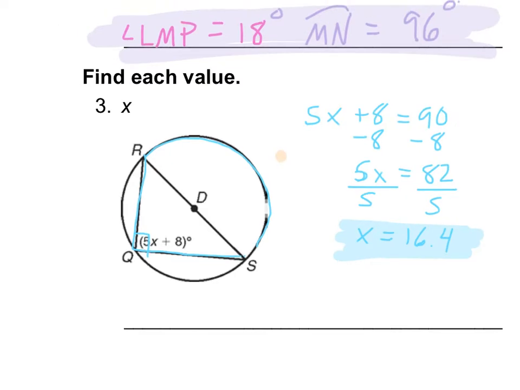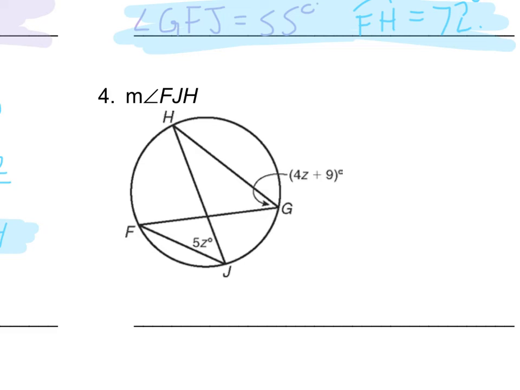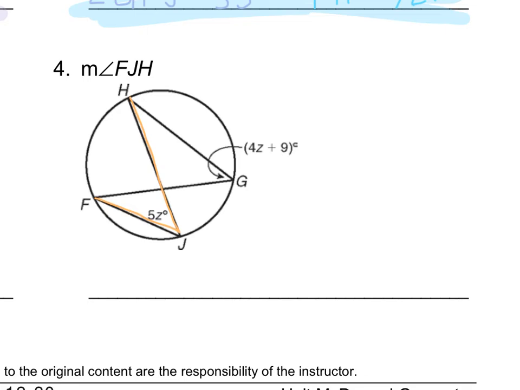Okay, next, number 4. So we're looking for the measure of angle FJH. So we go from F to J to H. Here, both of these angles subtend this arc. So our two angles here, the one that's 5z and the one that is 4z plus 9, are congruent. So we set them equal to each other. So we have 5z is equal to 4z plus 9.